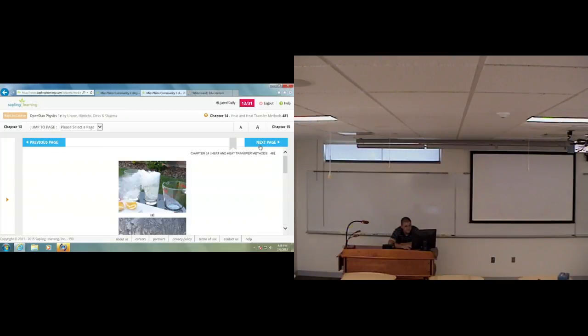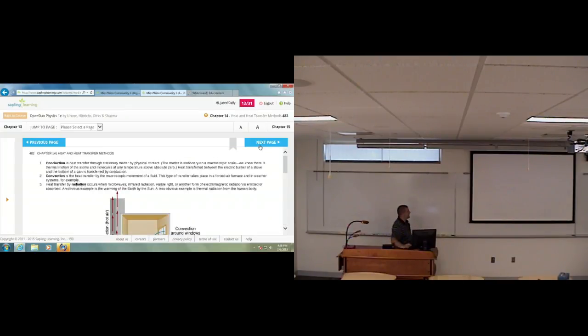Okay, so heat transfer methods. How can heat move from one place to the other? We're going to talk about essentially three different types of heat transfer methods. Conduction, which is simple. It's transfer through touching. Two things that are touching, they're not moving, the matter is not moving. There's physical contact, and the heat goes from one object to the other through that physical contact. It says that it's stationary. That means that it's stationary on the macroscopic scale. Of course, the molecules or atoms are moving around, but the actual objects are not moving.